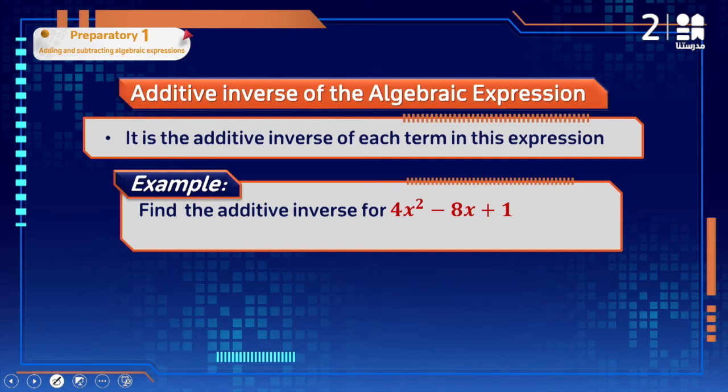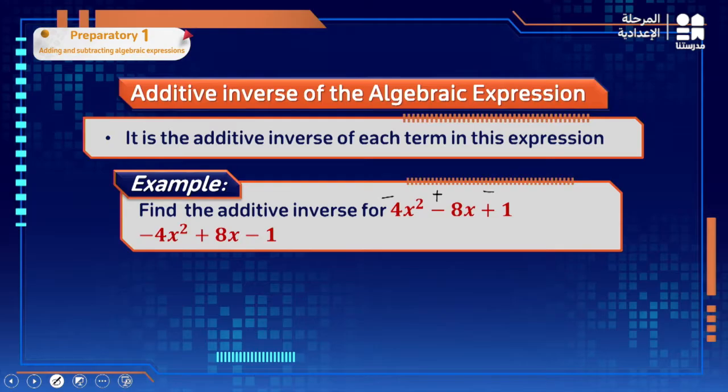So let's change the sign of each term. The first one is 4. It's positive, so change it, it becomes negative. The second one is negative 8, so it becomes positive. And the third one is plus 1, so it's negative 1. So the additive inverse is negative 4x squared plus 8x minus 1.